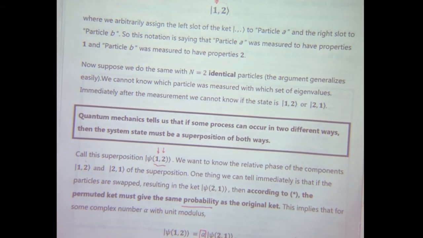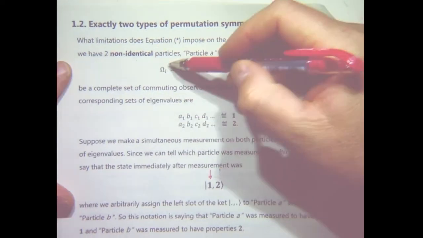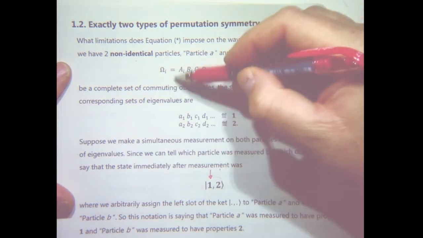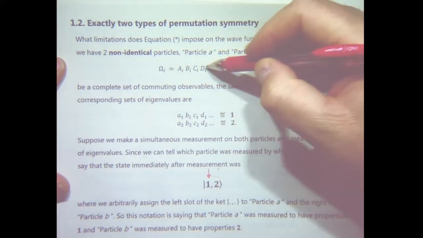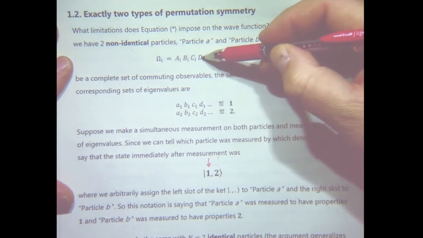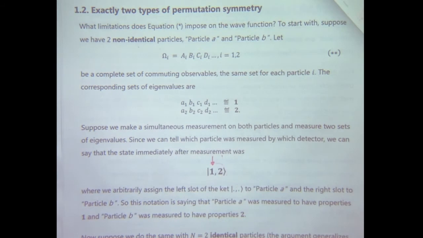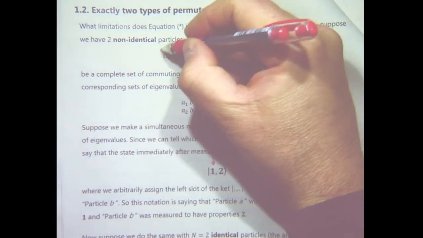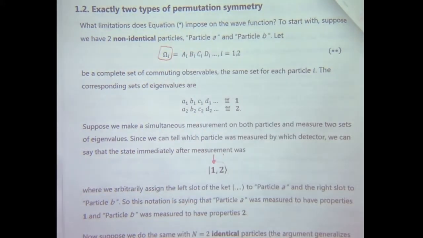What if we apply A1, B1, C1, some omega 1, to particle 2? No. The kind of measurement that we're making is a combination of omega 1 and omega 2 simultaneously. So this is an operator for particle 1 if i equals 1, an operator for particle 2 if i equals 2, and the operator that is actually operating on the wave function is a certain combination of omega 1 and omega 2. So both at the same time, measuring both at the same time.